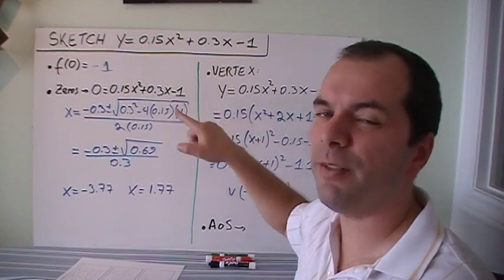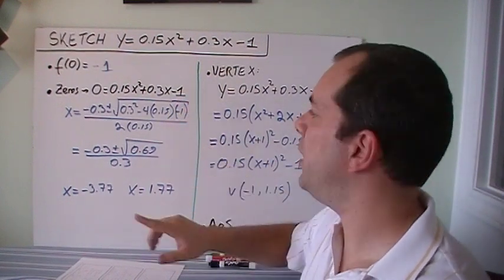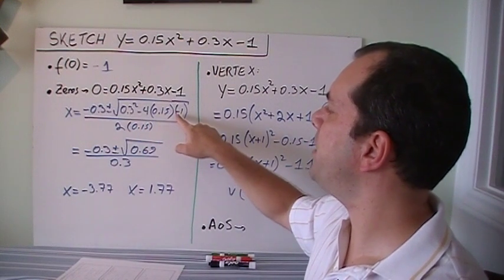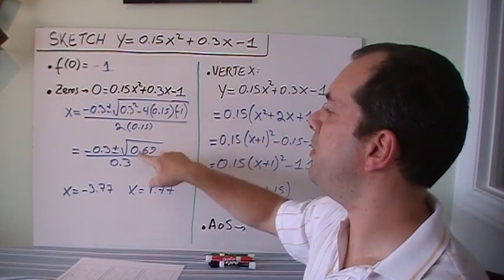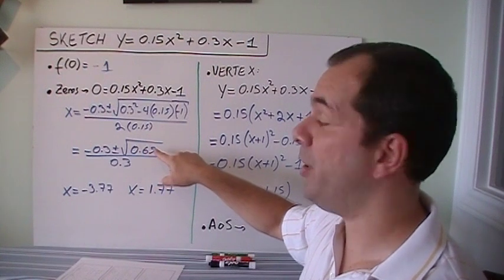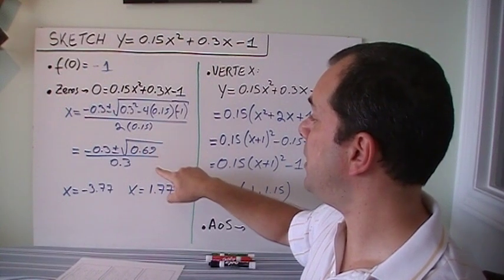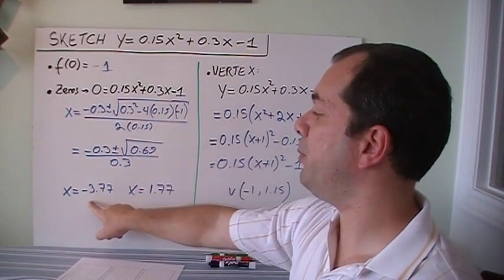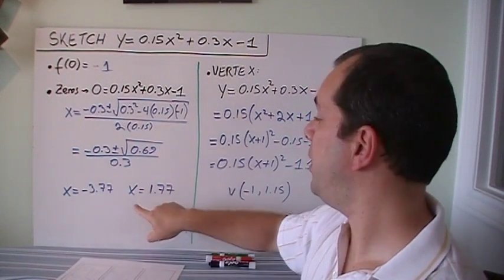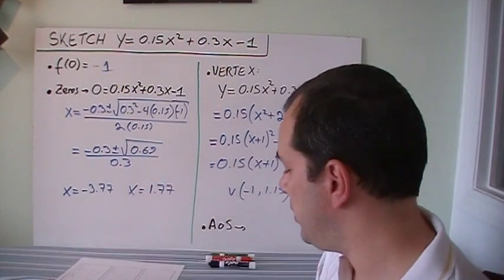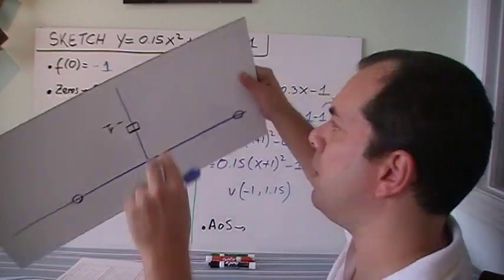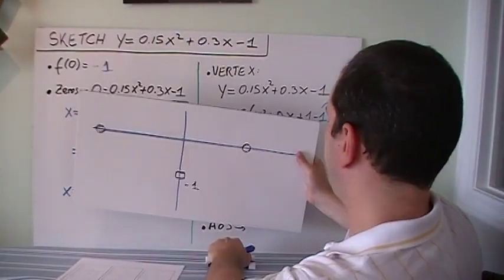Those numbers look very difficult for me to factor, so I'm not even going to try. Just going to plug it into the quadratic formula. Notice that I have a minus and a minus, which will give me a plus, so that's why this ends up being 0.69 and not a negative number. And when I plug into my calculator, doing a plus and a minus, I'm going to get negative 3.77 and positive 1.77.